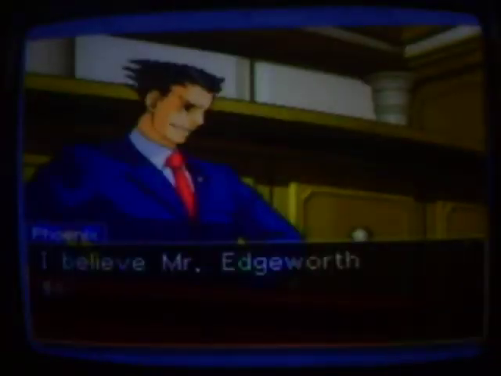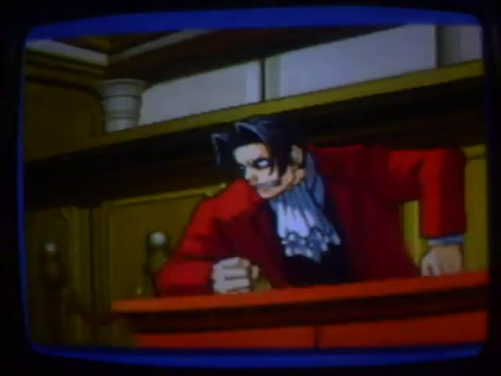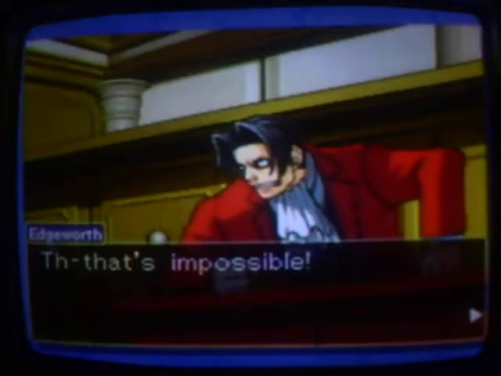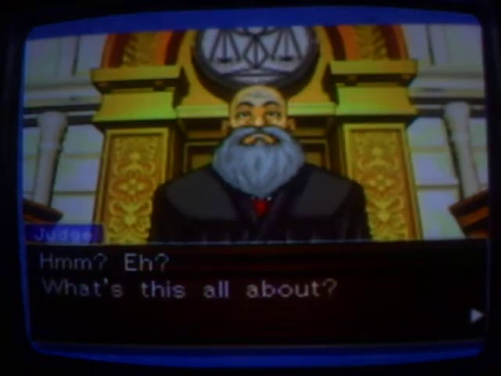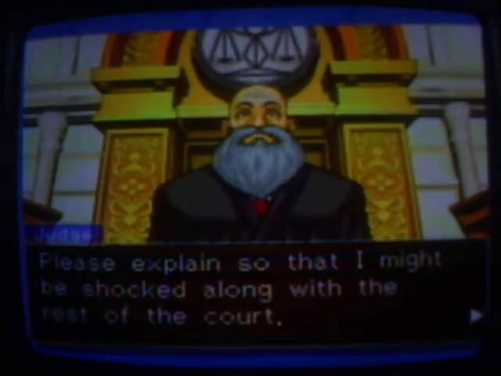Now find the inconsistency in this photo. Your Honor, look at this. I see a gate. Might I draw your attention to the number on that gate? The number? Yes. Well, it's hard to see, but it looks like a 2. Clearly not a 1, Your Honor. Correct? I believe Mr. Edwards sees what I'm getting at. But that's impossible. What's this all about? Please explain so that I might be shocked along with the rest of the court.